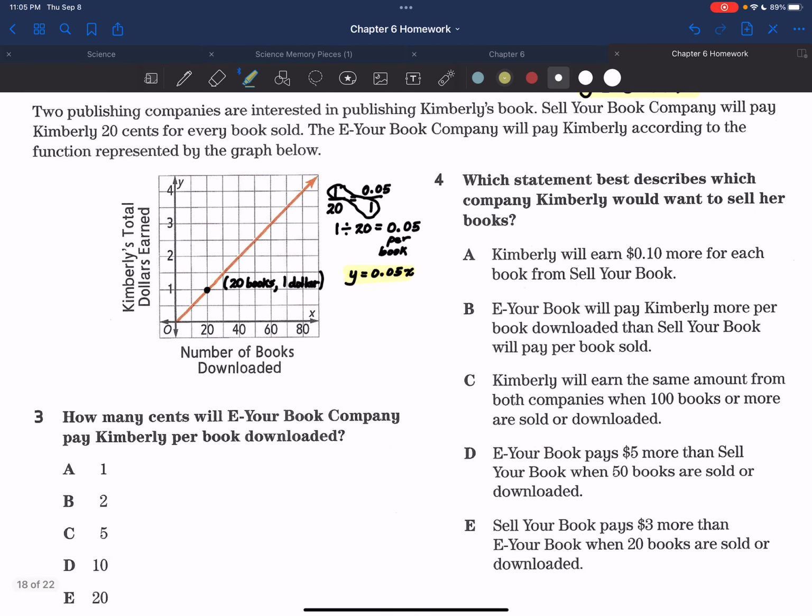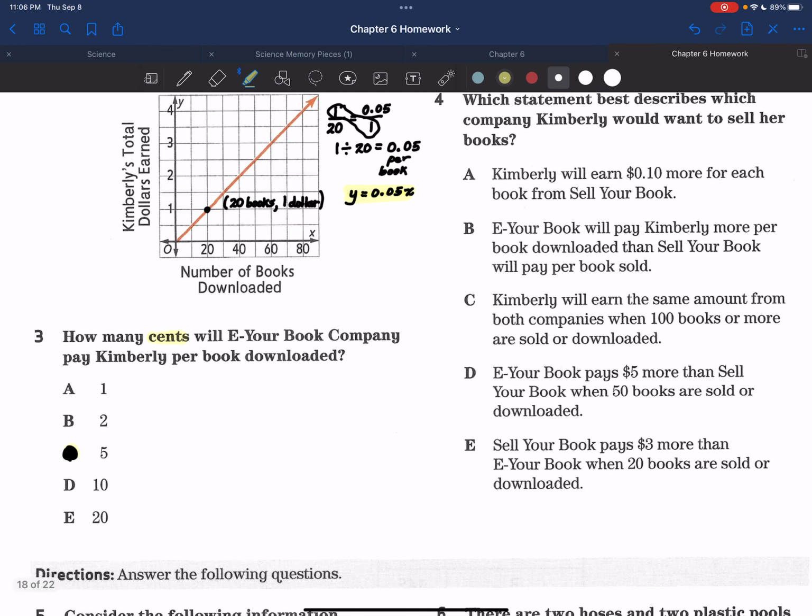How many cents will E Your Book Company pay Kimberly per book downloaded? And that is 5. And you say, well, what happened to that decimal? It's not $5, it's 5 cents. And they have used the word cents in the problem. So 5 cents per book, number 3. Number 4.